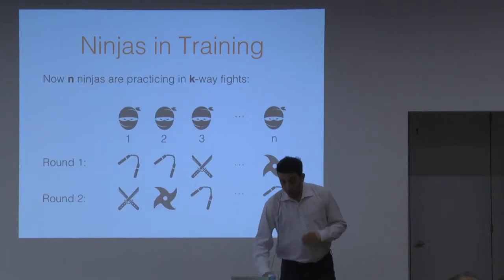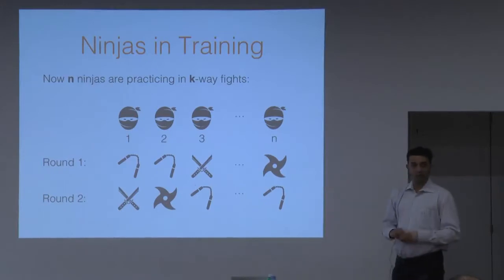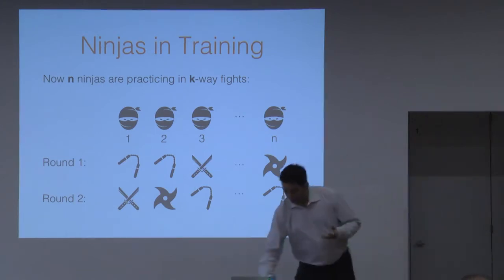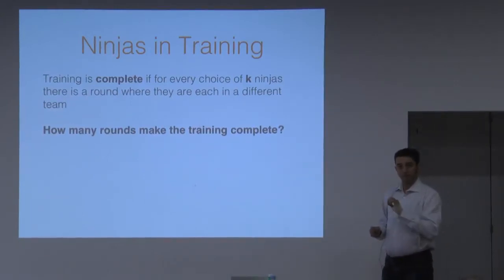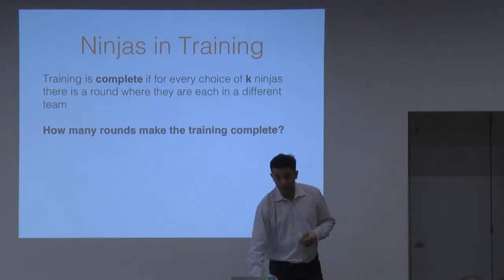Right. So now you can actually generalize this by saying that it's not just one team against the other, but you have k different teams, and they're all fighting in a melee. So now there are k different kinds of weapons. Each ninja is given one of these weapons. And then again, the ninjas with different weapons form different teams, and they try to fight with each other. And again, you can ask the question, when is training complete? Well, training is now complete if for every k tuple of ninjas, there is a round where they are in k different teams, fighting against each other. And again, the question is, how many rounds do you need to make the training complete?